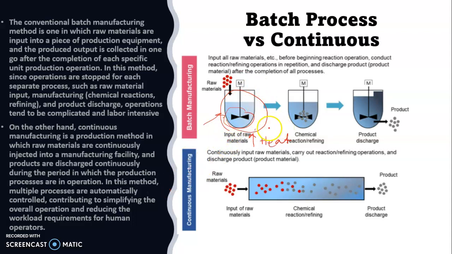Then after a certain period, you have the product or product discharge. Okay, but for continuous manufacturing, you have to continuously input or inject the raw material so that you can get the product also continuously. Okay, you can get continuous product.